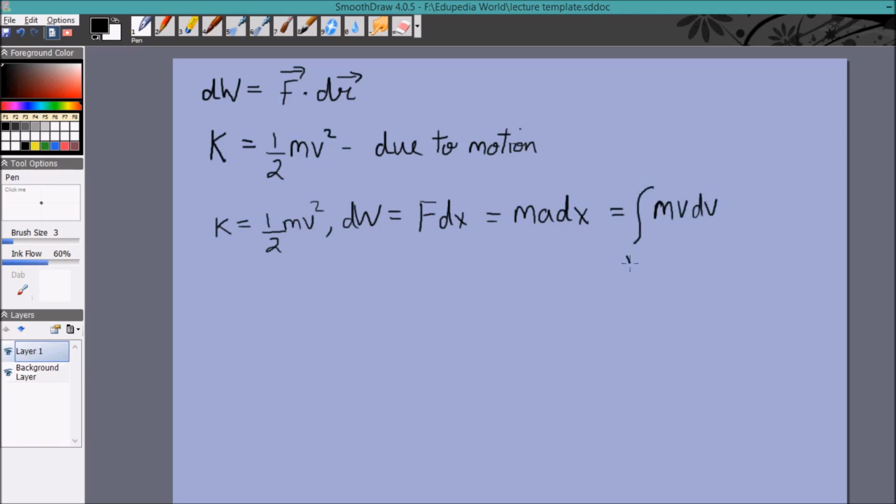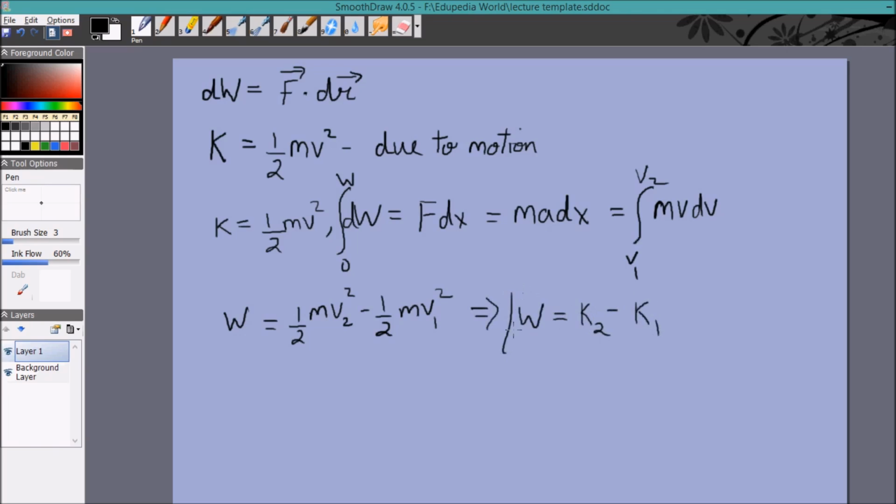Now if we integrate this, integrate just means addition, right? And we want to find out the total work. We see that W is equal to half m v2 squared minus half m v1 squared. We don't need a constant of integration because we are doing definite integration right now. We have the limits, right? The initial speed was v1, the final speed was v2, which means W is equal to K2 minus K1.